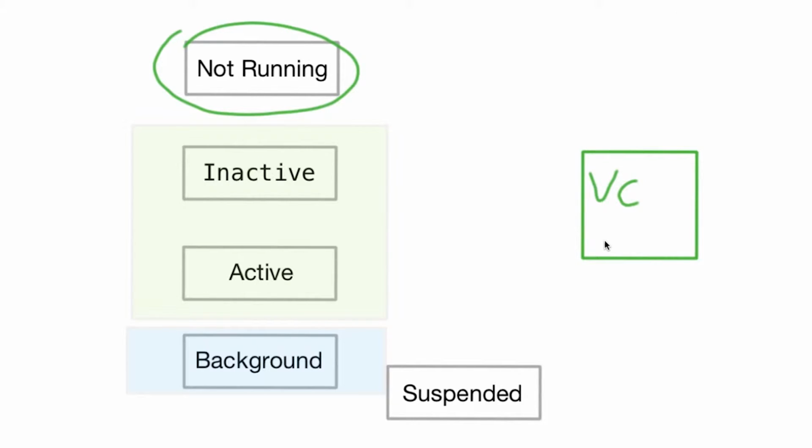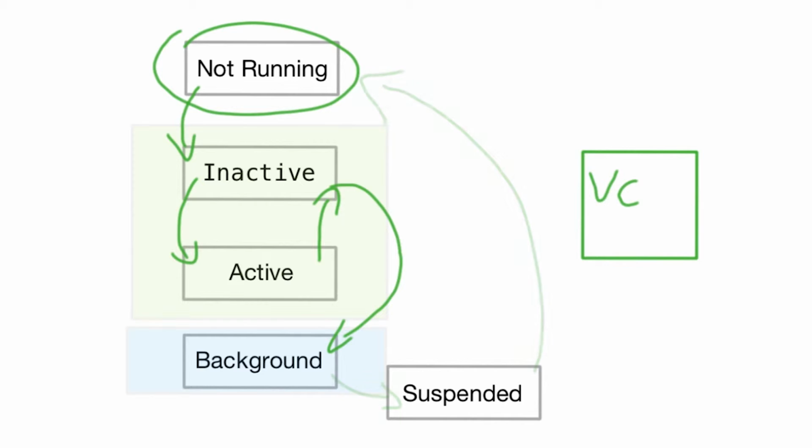In the beginning, your app is not running. As soon as the icon is pressed, it moves through the inactive state and immediately into the active state. When an event happens, maybe a phone call, or the user decides to go to another app, your app will transition to the inactive state and then to the background. From the background state, after a few seconds, it will go to the suspended state.